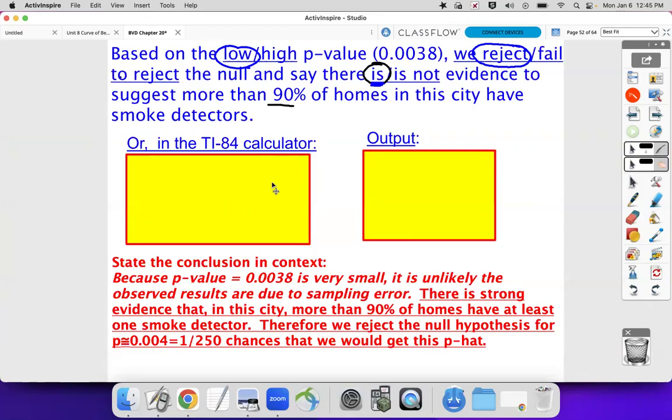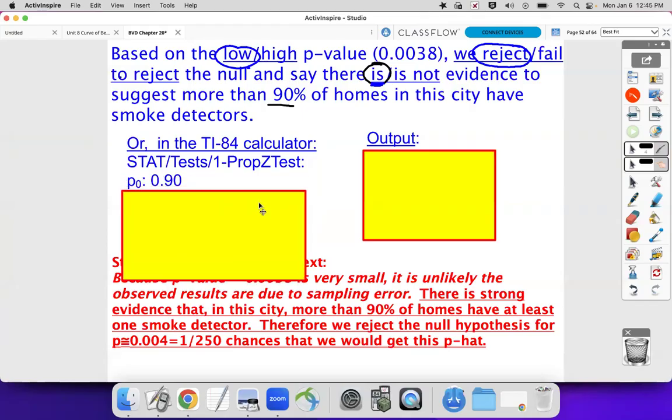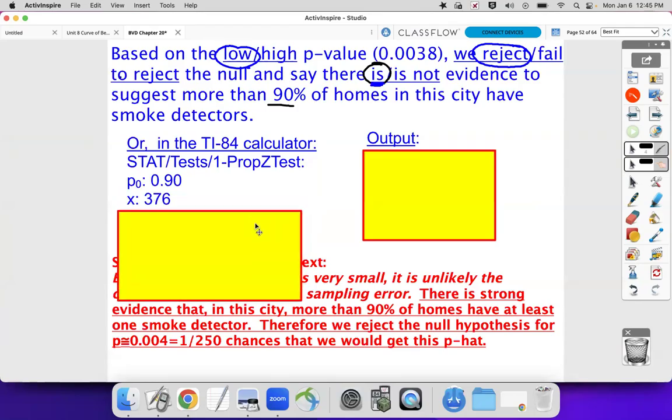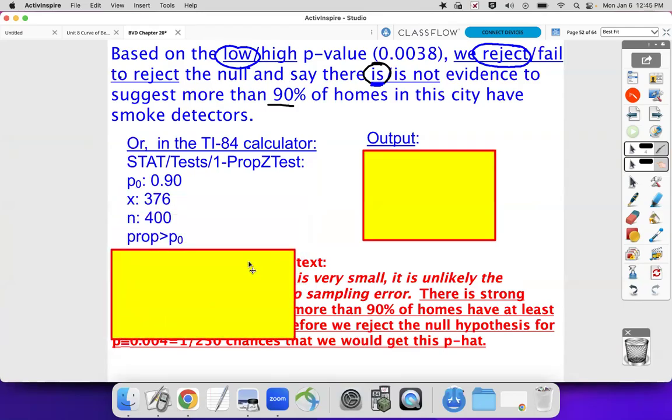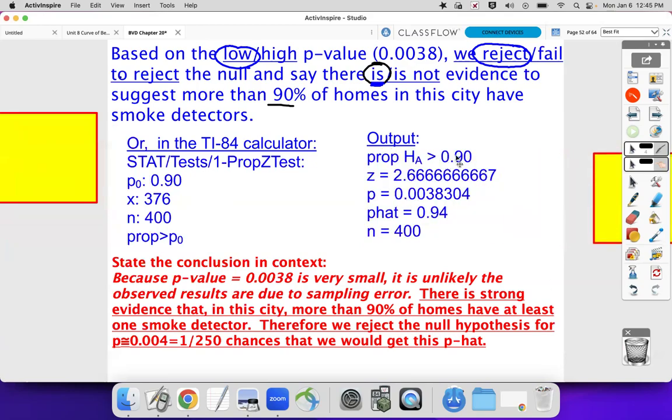Now, I do need you to do these by hand, but in the TI-84, you can go to STAT, TESTS, 1-PropZTest. I believe that's selection item 5. And you're going to enter a p naught of 0.9, an x of 376, an n of 400, and you're going to choose the greater than symbol because that was in your Ha. And your output will be that we got a z-score of 2.6 repeating. Your p-value is 0.0038304. So now you know that you had the 0.0038, and it was a sanity check to use the TI-84, so that was correct.